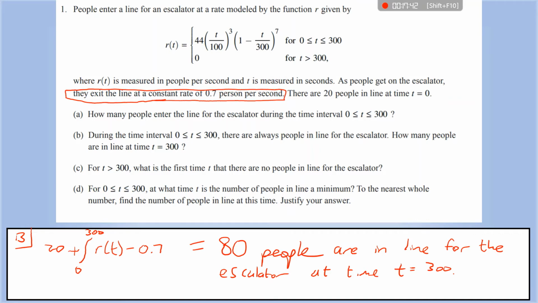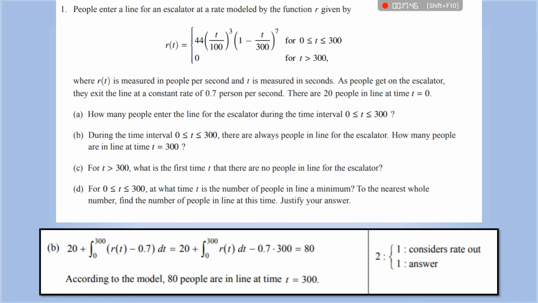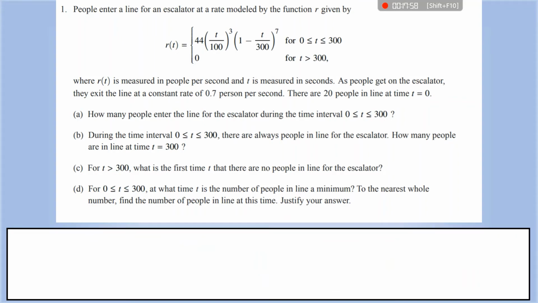Okay, and we'll check our answer there too. Same setup it looks like. It considers the rate out, so we did have a negative 0.7, so we're okay there. And our answer of 80. Okay. Part C.